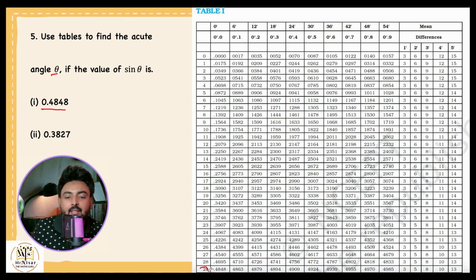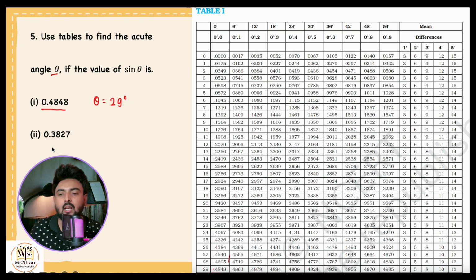It's 29 degrees, and what is the minute here? It is 0 minutes. So can I say the value of theta here? The value of theta for the first one is 29 degrees. Okay, 29 degrees and 0 minutes. 0 minutes, no need to write.